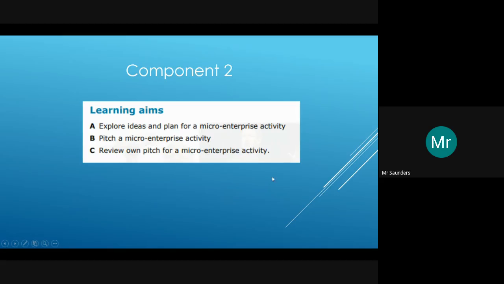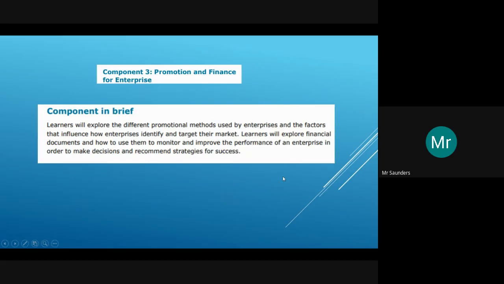Then if I just move the slide on to component 3. So this is the only component which is actually externally assessed. And for this one, you will be provided with a case study for a small to medium enterprise. With that case study, you need to demonstrate a knowledge and understanding of elements of promotion and financial records. Okay, so there's a little bit of finance involved with this component.